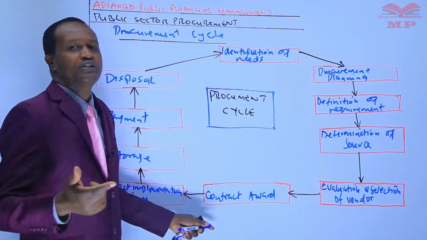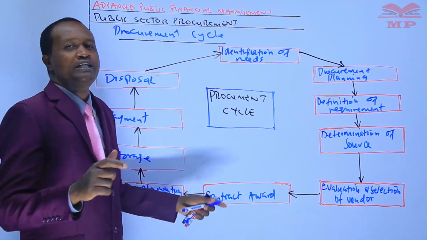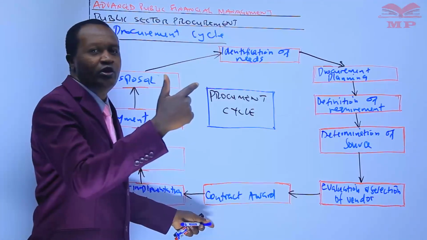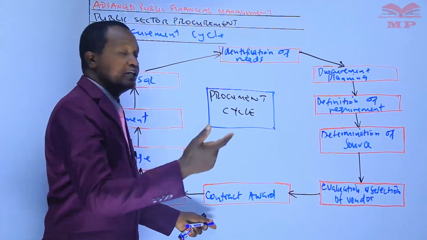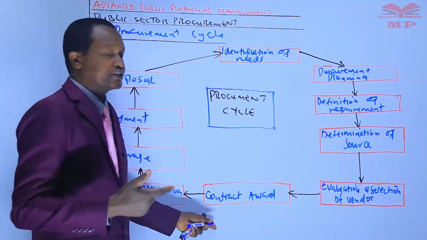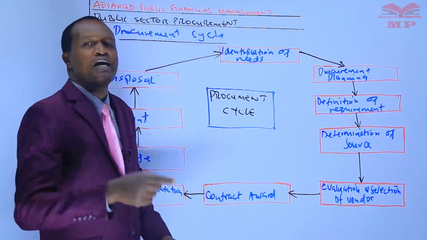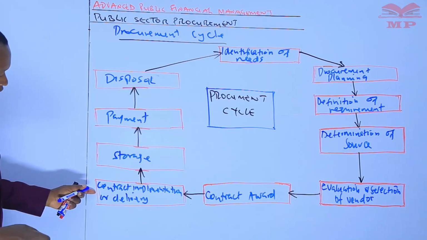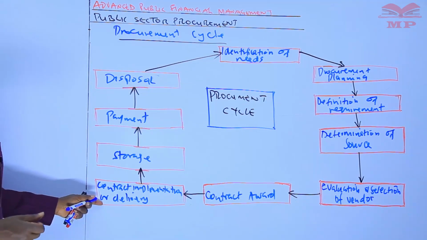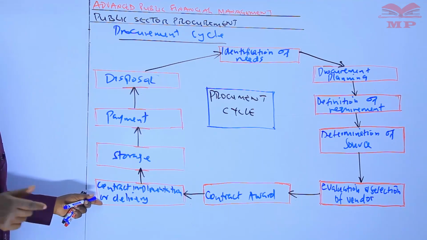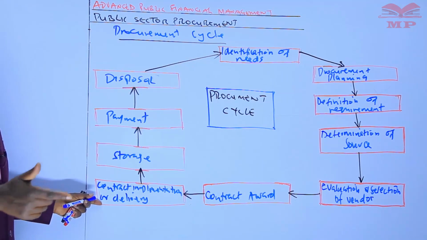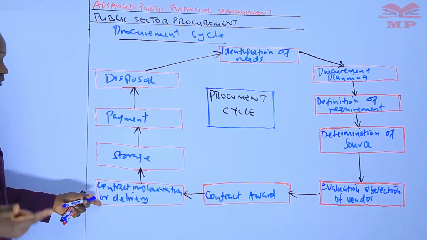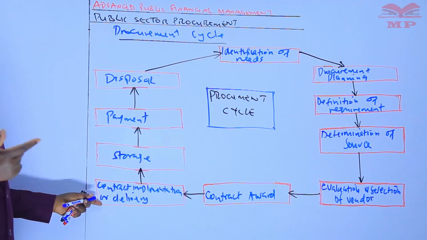Contract award. This is the phase where an award is made to a contractor or a supplier and eventual signing of contract or issuance of purchase or service order. The next phase is contract implementation or delivery. This is the final phase in the procurement cycle where the actual performance of work or delivery of goods or service takes place. All right?